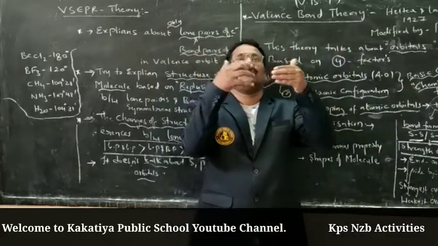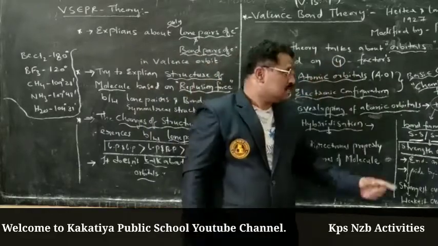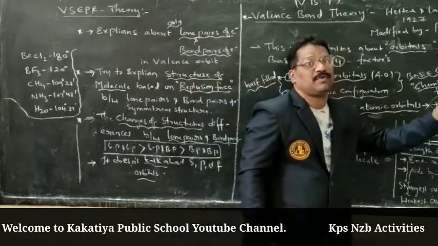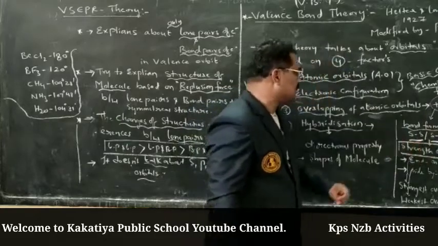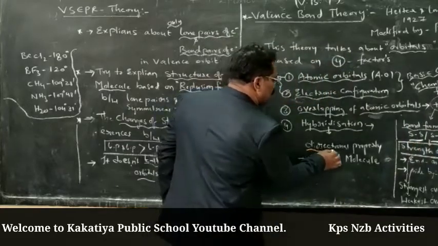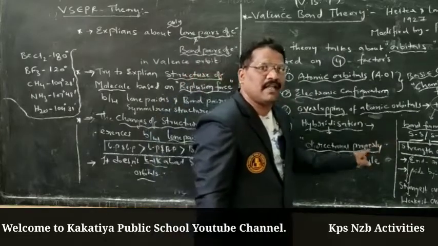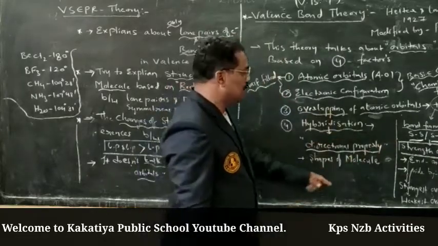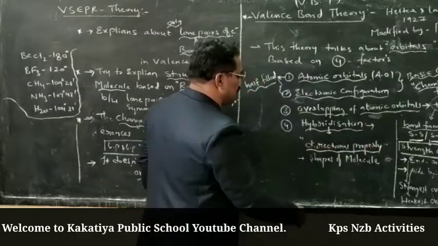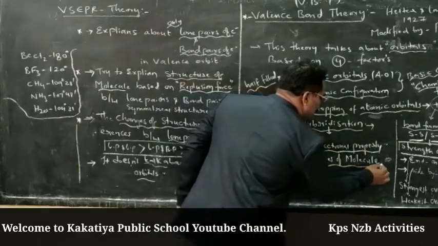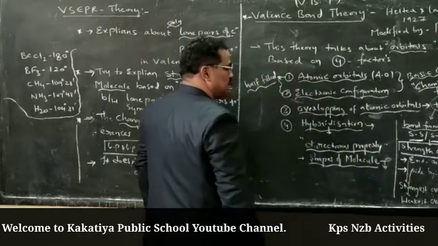Therefore, depending upon the overlapping of orbitals, the strength of the bond can be explained. If the strength of the bond is explained clearly, it gives more directional property. It deals with what property? Directional property. If it has directional property, the structure or shape of the molecule can be explained.